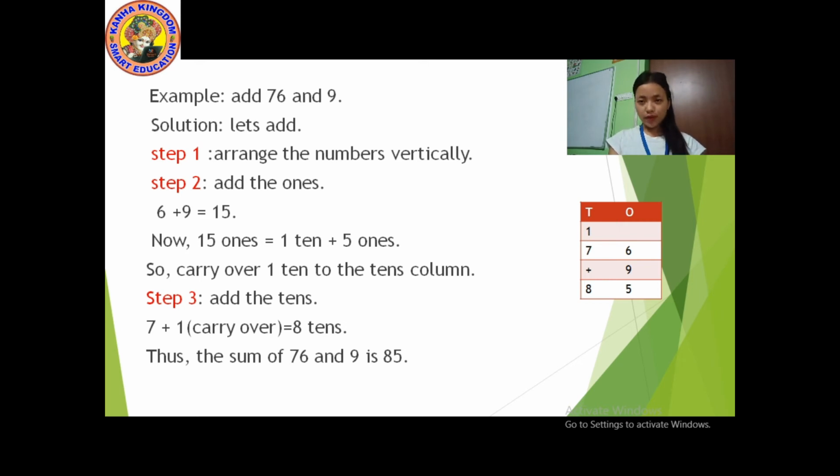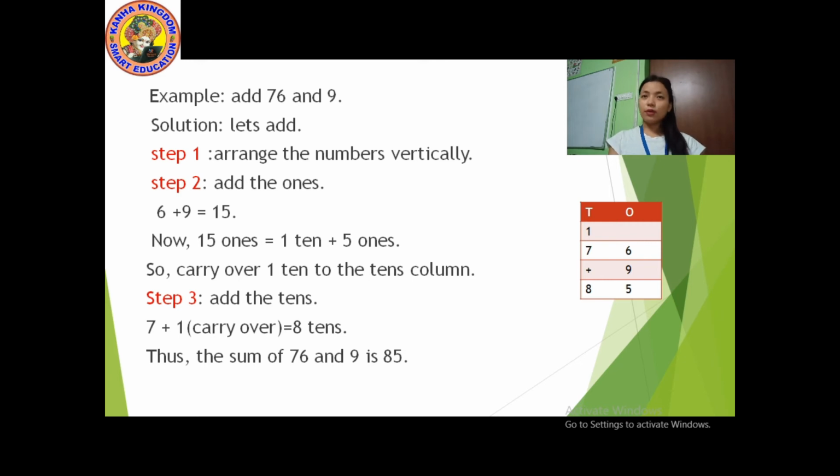So the first step is arrange the number vertically. We have to arrange the number vertically, right student? And step 2, add the ones. Okay student, now we have to add the ones. First we arrange the number vertically, second we add the ones.